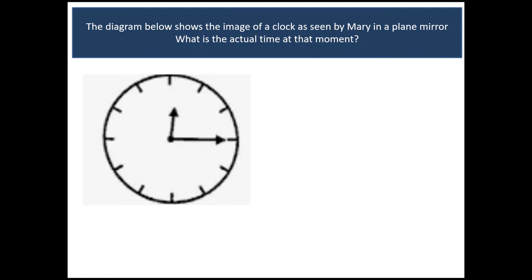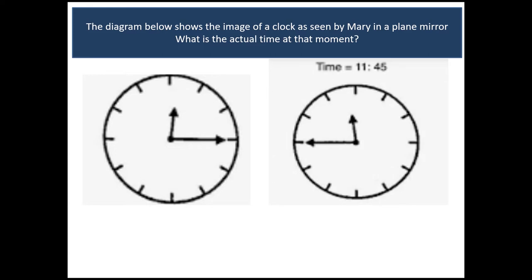The diagram below shows the image of a clock as seen by Mary in a plane mirror. What is the actual time at that moment? The actual time is 11:45. This is because the image formed in the mirror is laterally inverted.